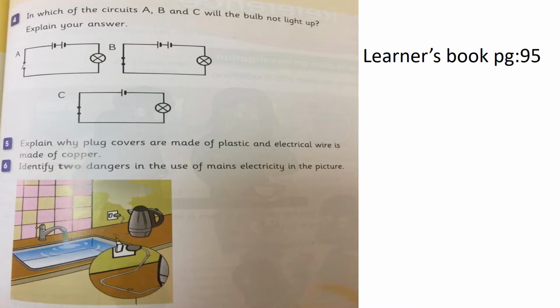Now we are talking about this paper in which they said, in which circuit A, B and C will the bulb not light up? Explain your answer also. Definitely here, I want to check first all the connections. Yeah, connection is right. Here the switch is closed, but here the switch is not closed. This is the wrong thing. It means in A, here is open switch.